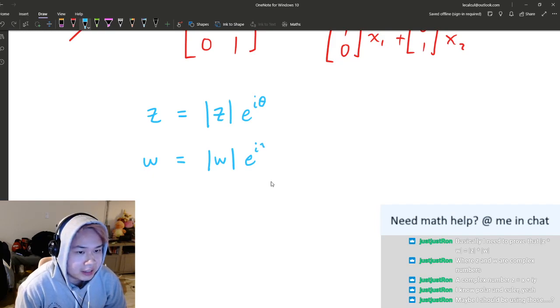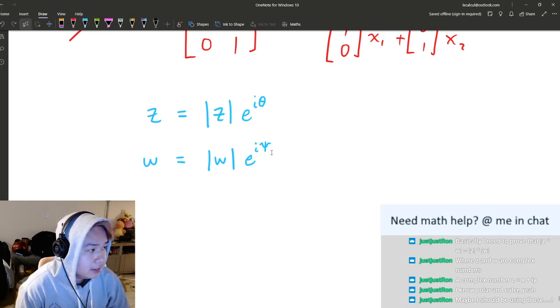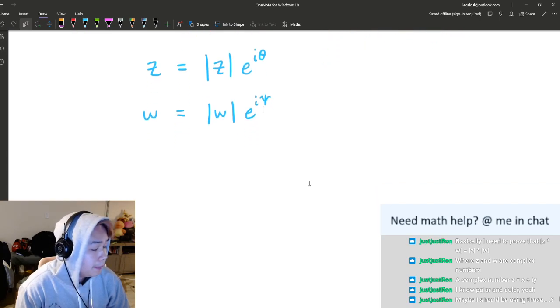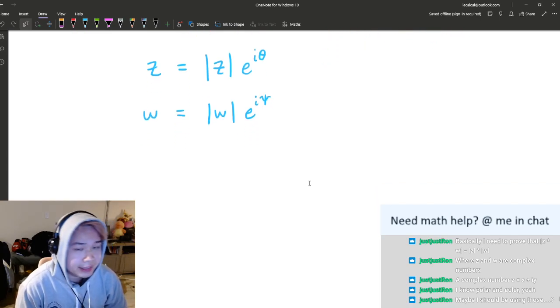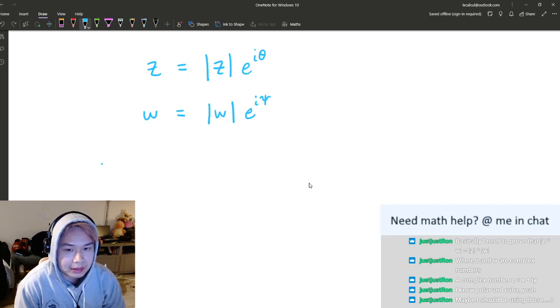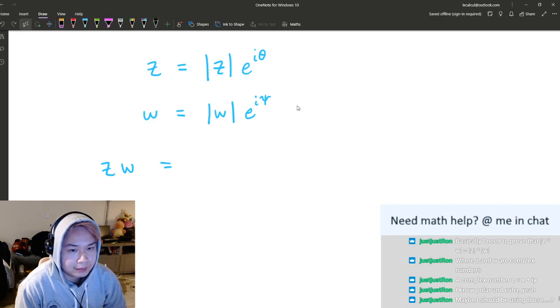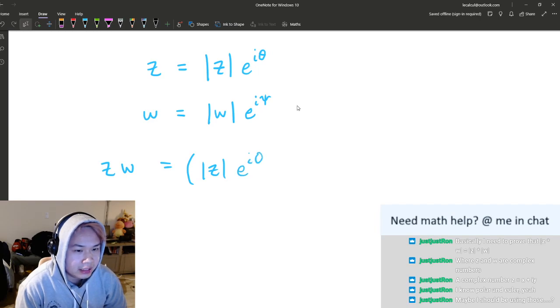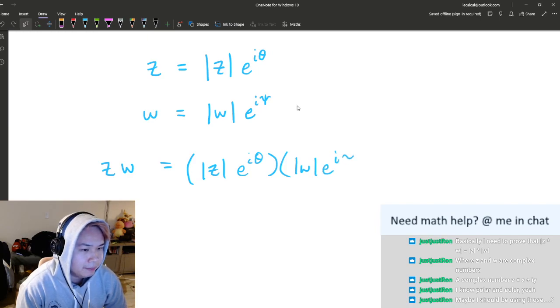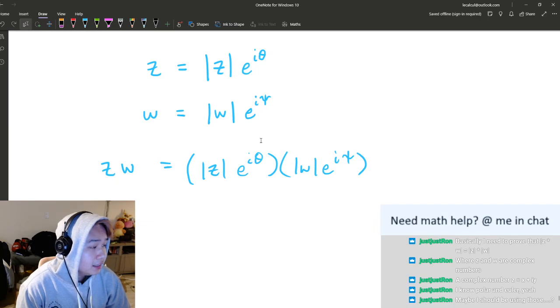Generally, if we need a second variable for an angle, we use phi. And then let's just multiply the left side and the right side, right? So z times w is, by definition, multiplying these sides right here. So that's absolute value of z, e to the i theta, times absolute value of w, e to the i phi. And what we're going to try to do is rewrite this as a single Euler form.